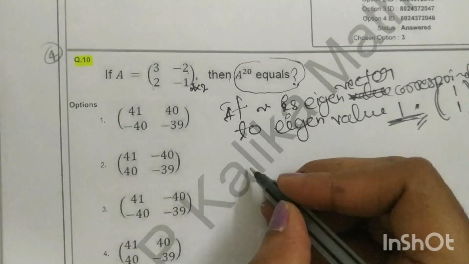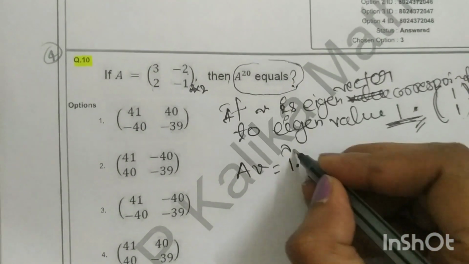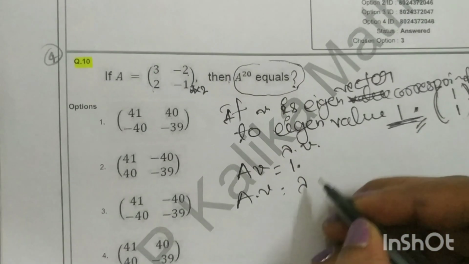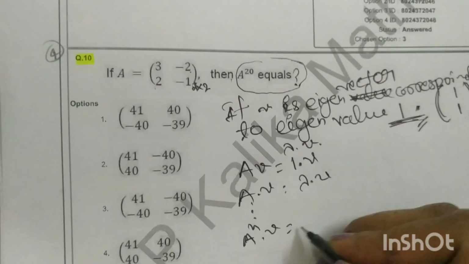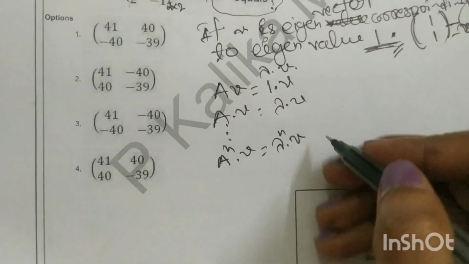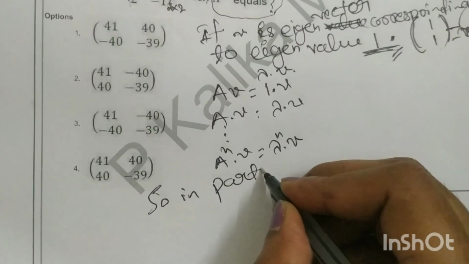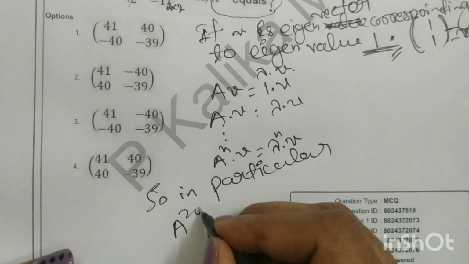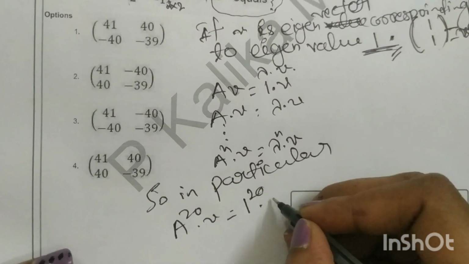See this thing, A v is equal to 1 into v, I am using lambda into v. So here you will get A into v is equal to lambda into v, and in general A^n into v is equal to lambda^n into v. So in particular, what you will get, A^20 into v is equal to 1^20 into v.